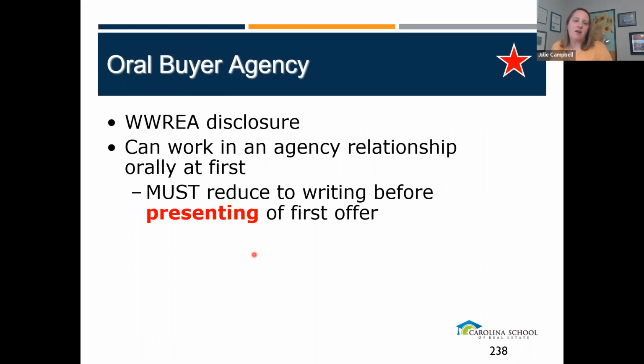Now, we saw this slide earlier back in Unit 7. Just a reminder that we do have the ability to work with a buyer under an oral buyer agency agreement at first. I have to put this in writing when I'm ready to present the offer on the buyer's behalf. I cannot present an offer on somebody's behalf under an oral agreement. To secure my commission, I got to reduce that oral agreement to writing.